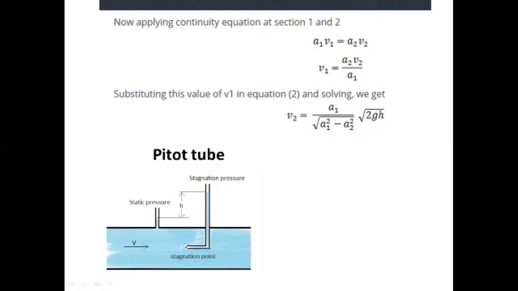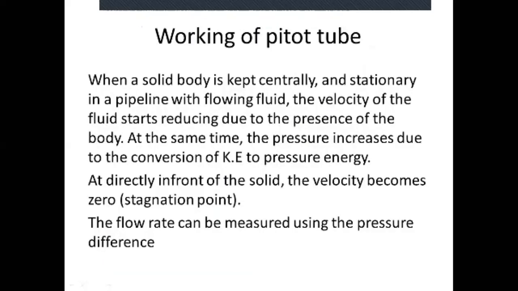So as the velocity is decreasing, the pressure increases. This pressure difference, this height difference between the static pressure and the stagnation pressure, can be converted into a velocity, or what you're calling the flow rate. You can use it to calculate the flow rate. And the explanation is here. Basically, I try to give the explanation.